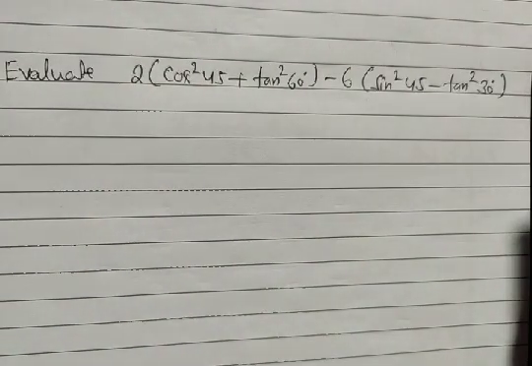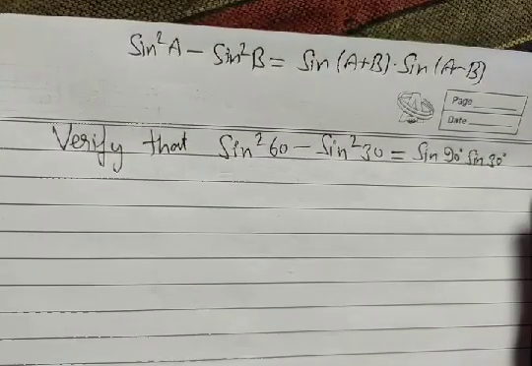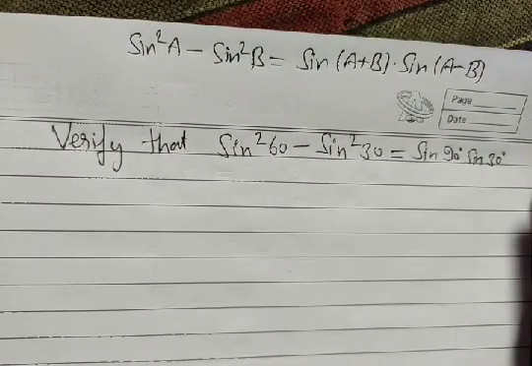Now we are going to move to the next problem. What is our next problem? We have to verify that sine square 60 minus sine square 30 equals sine 90 into sine 30. Here we have to verify that. How can we verify? We are going to show that our left hand side and right hand side are equal, and then it is verified.